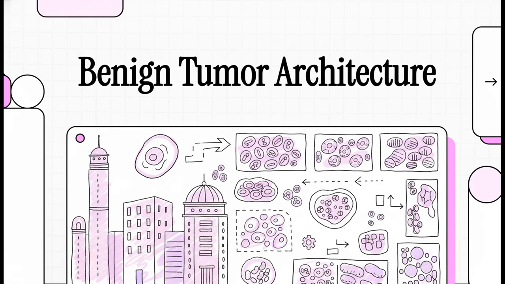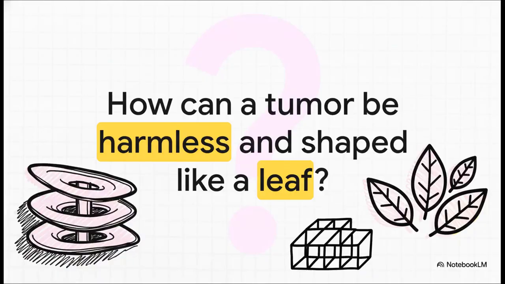Hello and welcome. Today we're going to break down benign breast tumors, but we're not going to think of them like scary diseases. Instead, let's see them as architectural outcomes. Like different buildings that get built based on a really simple set of cellular rules. And that brings us right to our big question for the day.